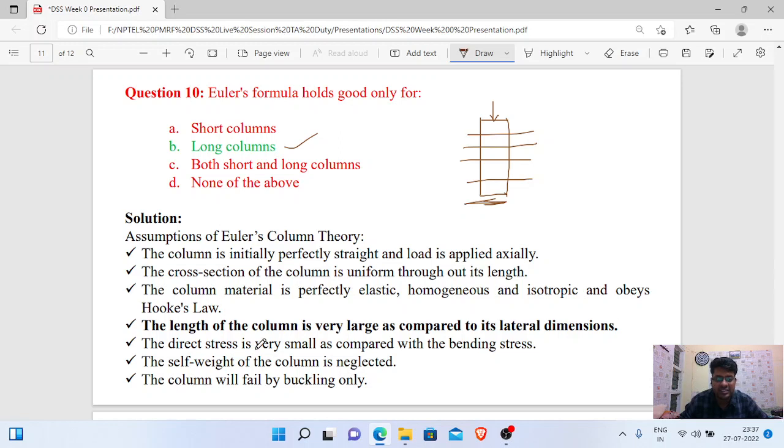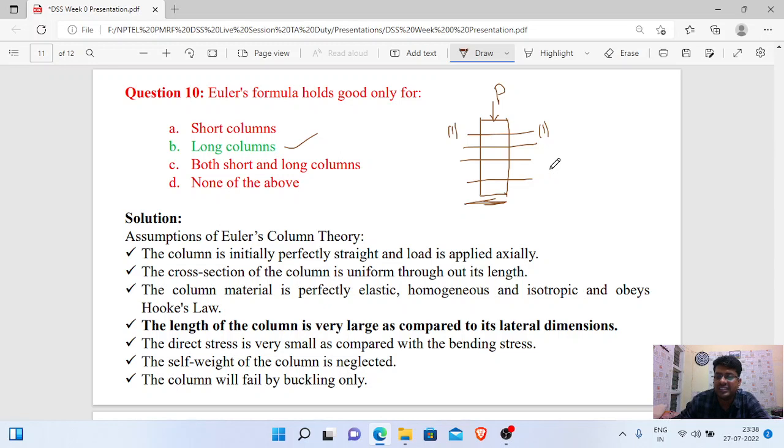Fifth, the direct stress is very small as compared to the bending stress. So what is direct stress? Suppose you are applying this load P, and at this section, let us say section 1-1, you get a stress at this section. You have calculated the stress at this section. So this is the direct stress which we are getting.